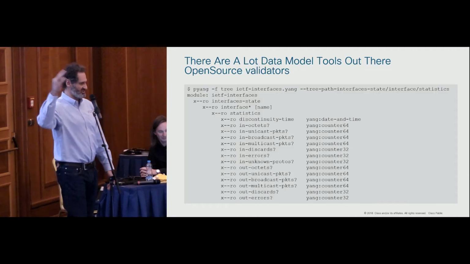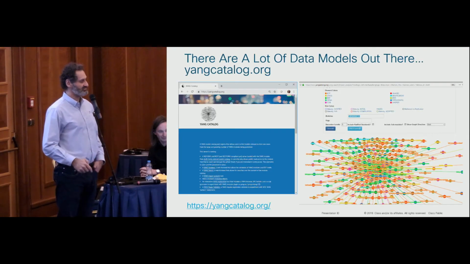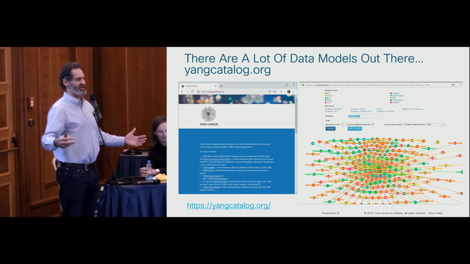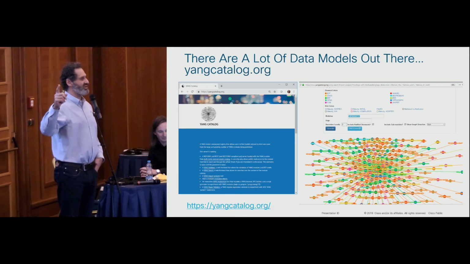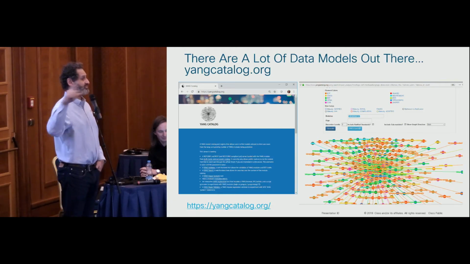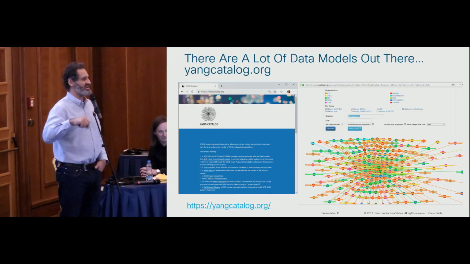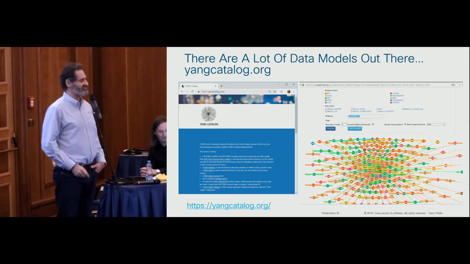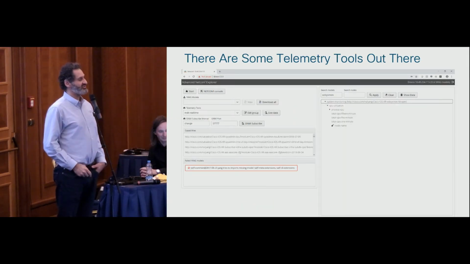Pyang to show what's in the model, the tree. There is this catalog that gives you all the models that you could think of, right? Including the ones from different SDOs. And I will come back to that point. There is IEEE and MEF and Broadband Forum and all this. So there are tools for that.